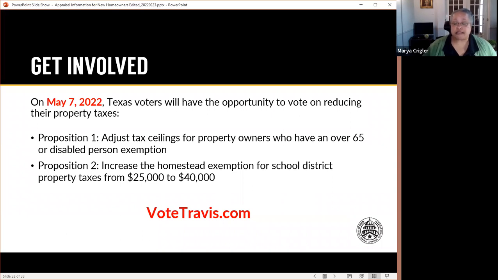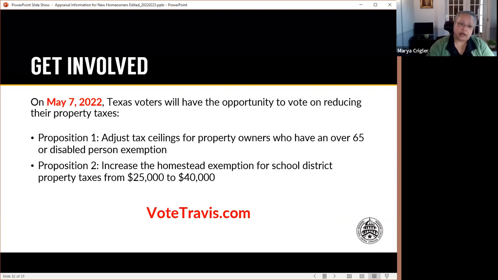The first is to provide some tax relief to property owners who are over age 65 or disabled. Back in 2019, there was some reformulation of the school funding and school tax rates went down. But because people that were over 65 or disabled had their taxes frozen, they never saw the benefit of those new rates and those changes. So the first proposition would give property owners that are over 65 or disabled an ability to get their tax ceilings adjusted down to reflect those changes in the state funding given to school districts.